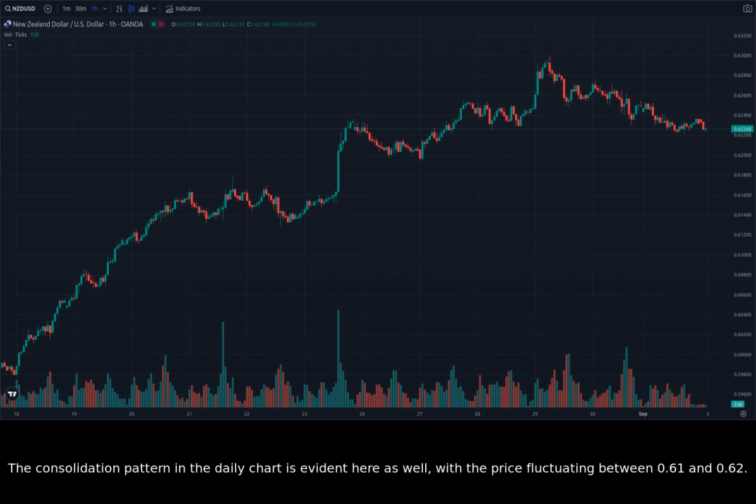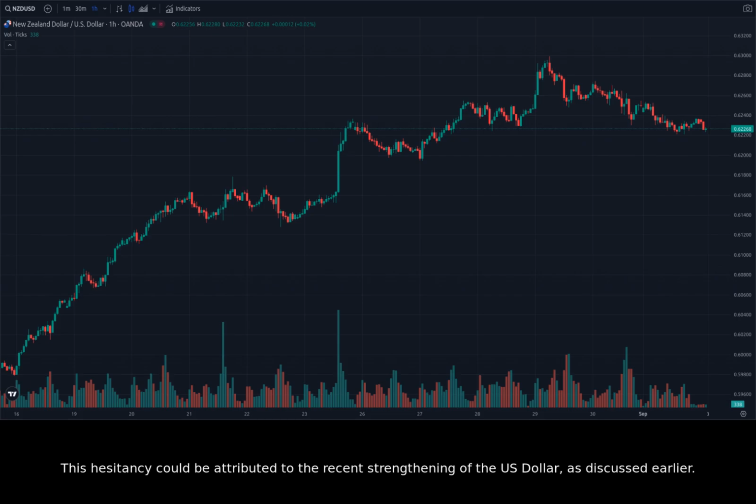The consolidation pattern in the daily chart is evident here as well, with the price fluctuating between 0.61 and 0.62. We observe a series of higher highs and higher lows, suggesting a potential bullish bias in the short term. However, this upward momentum has been stalling recently, with the price struggling to break above the 0.62 level.